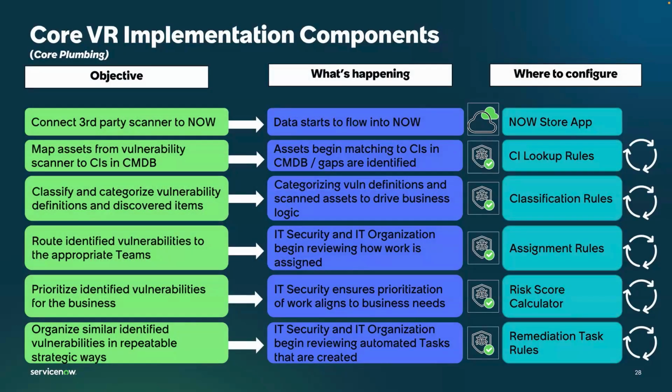I'm going to run through these very briefly. This is kind of an eye chart, but if you want to look at this in more depth, you can go look at it in the community. These are some of the components of VR that you'll need to think about. Again, those third-party scanners like Tenable, Qualys, Rapid7, Tanium, others. How are you going to map those assets against those vulnerabilities? How are you going to handle it when a vulnerability comes in, but there isn't a configuration item in the CMDB to map it to? We provide some out-of-the-box ways to deal with that.